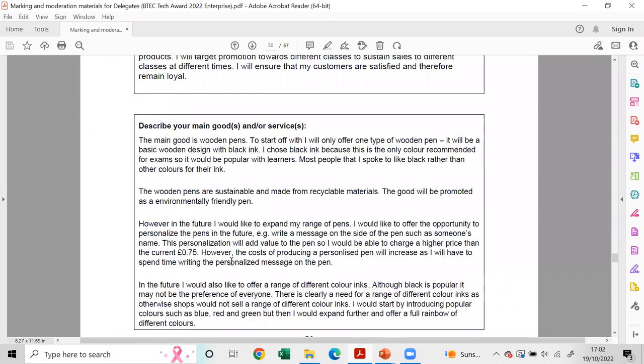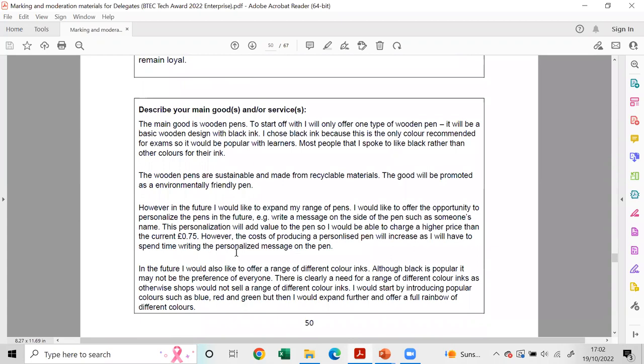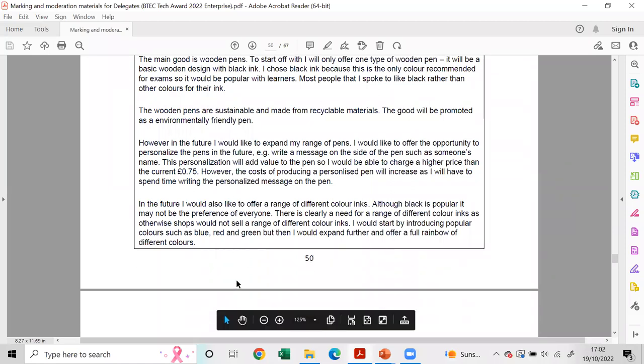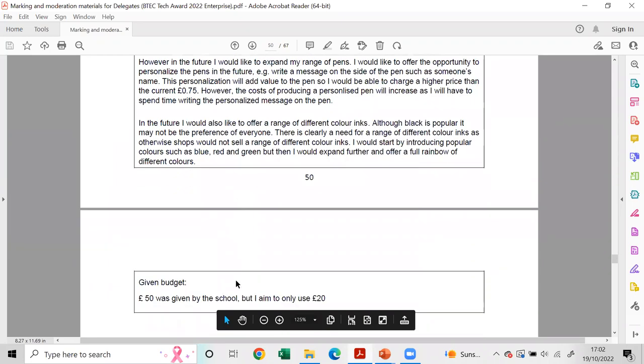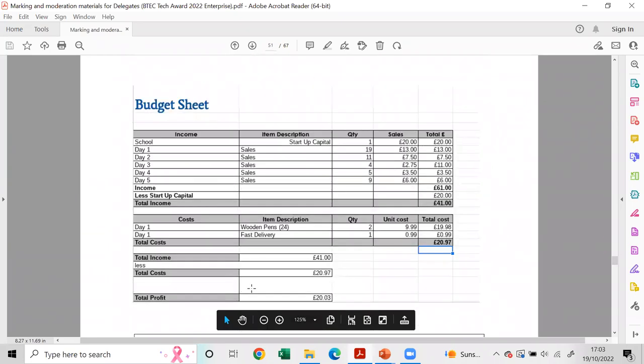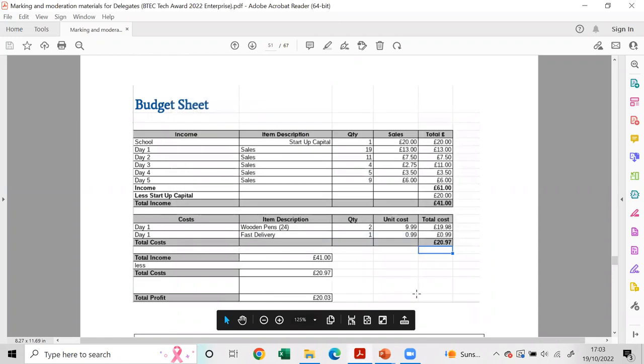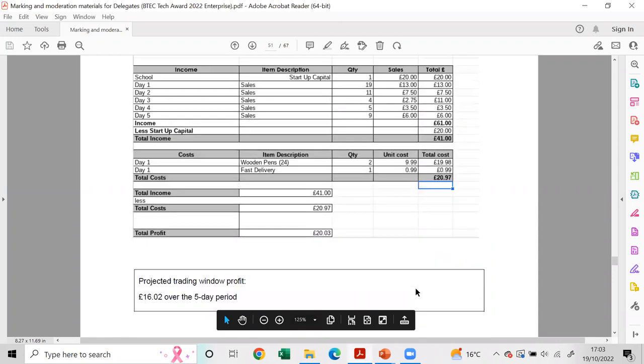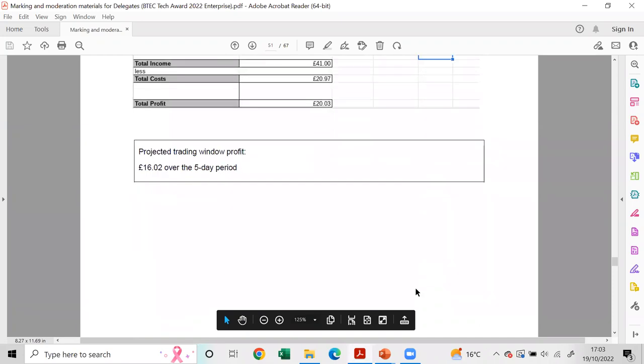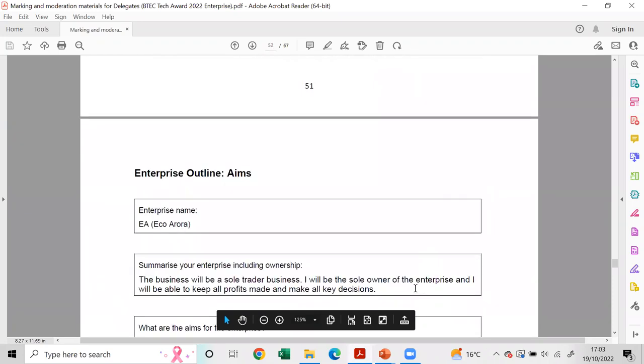If you look at their goods and services, they have given some explanation here. The fact that they want to expand their range, so in the future, different color inks and so on. So they have thought about forward thinking. They've given a budget sheet, not necessary. Okay, I'm going to put it out there that some of the figures in this budget sheet don't necessarily correspond with some of the other financial information later on. Okay, so that's a good thing to pick up on.